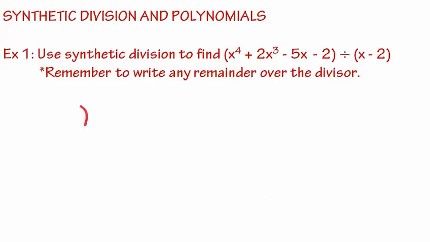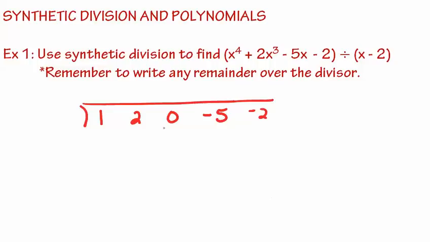Remember how we set up our synthetic division. We want to make sure we get all of the coefficients represented: 1, 2, and notice there's no x squared term, so we have to fill in a column, -5 and -2. So always double check: fourth power, third power, second power, first power, constant. And remember, if we're dividing by x minus 2, we want to use the opposite of this value, so we put a +2. And we start our synthetic division.